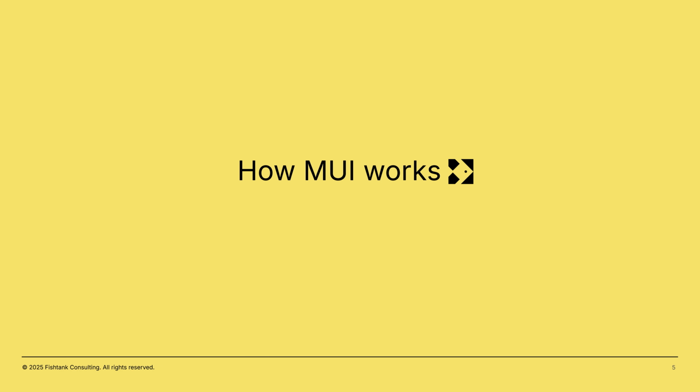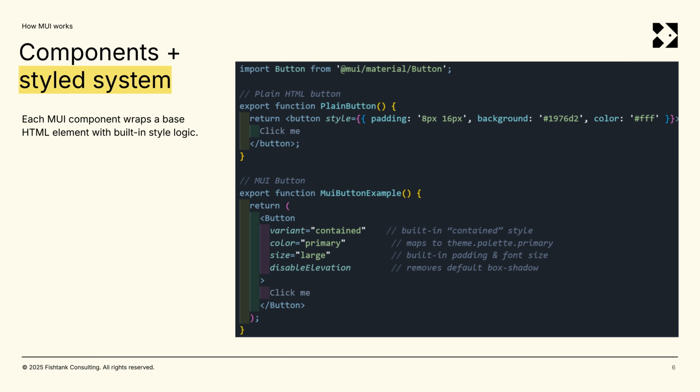But for now, we're going to talk a bit more about how MUI works, more from the code side, just so you can get a better idea of what the structure is. So MUI has its own components. In this example here, I have two plain button examples. The first one is just a button component that's got some inline styles. So we have some padding, background, color, very standard. This is the kind of button that you'd expect to just have to create manually.